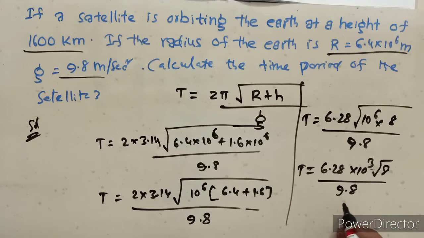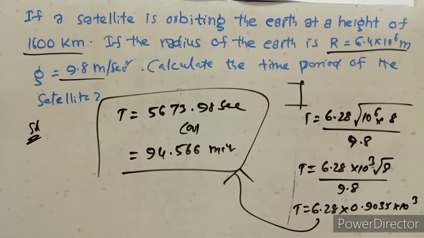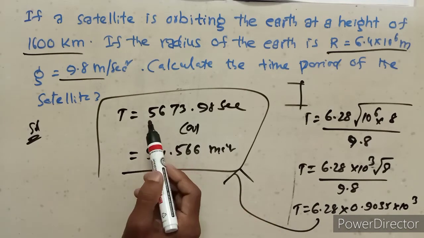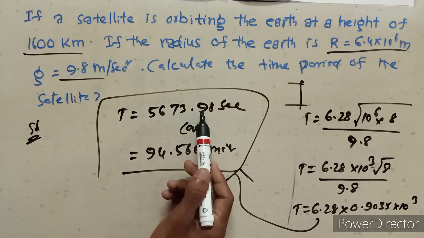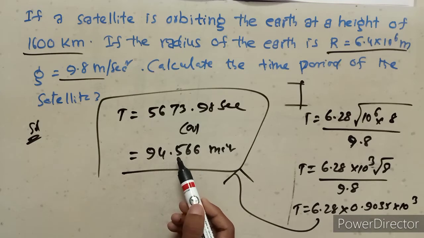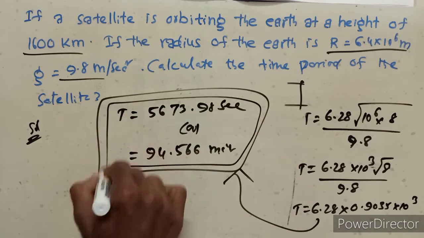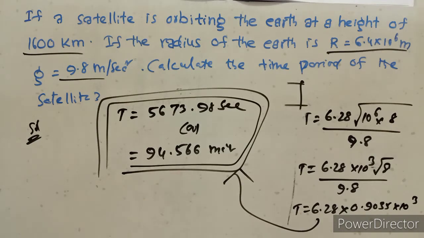Further simplification: the value of the time period is 6.28 into under root 8 upon 9.8, which is 0.9035, into 10 cube. Further simplification, this value equals 5673.98 seconds, or 94.566 minutes. This is the final value. This is the time period.